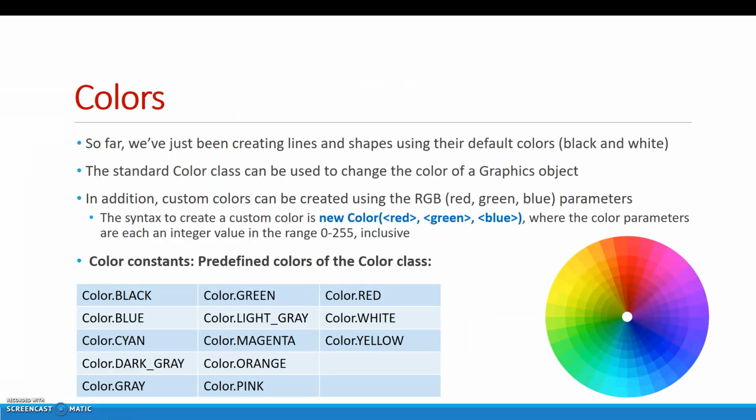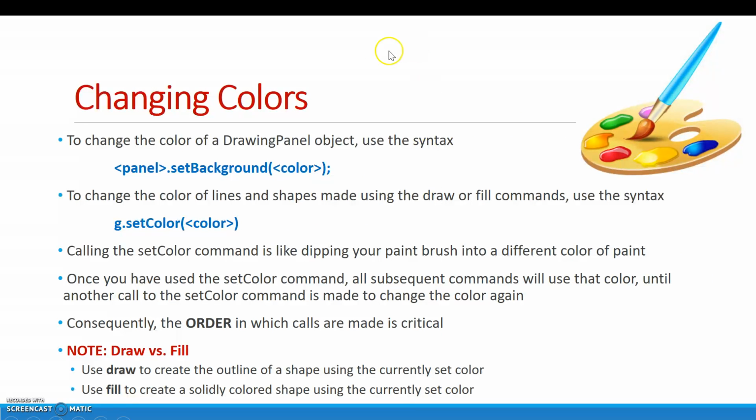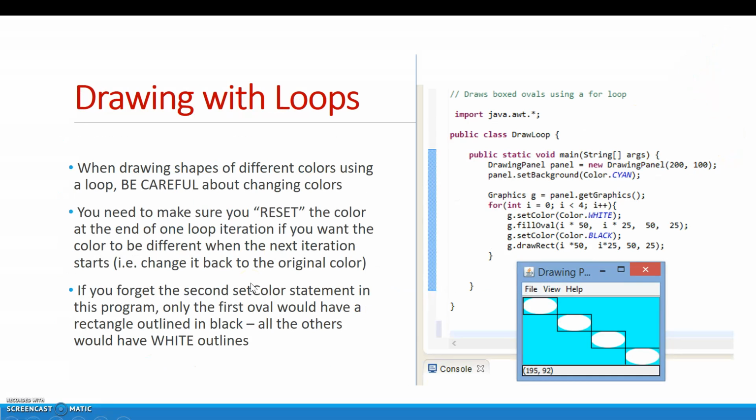All right, so we've got colors. I've talked about that. You can set the background color on the panel. So notice this is not the graphics that we've been talking about for the last several minutes. This is the panel. You can set the background color. And then you can use that set color command I just talked about in order to set the color before you start drawing. And we talked about drawing and filling. And we also learned that if you don't set the color, it's going to keep on using that color.